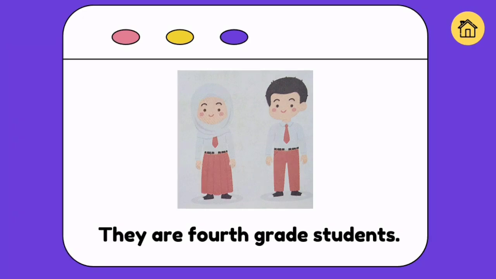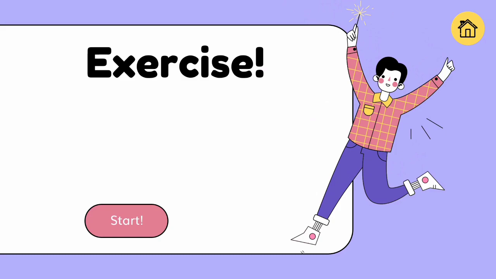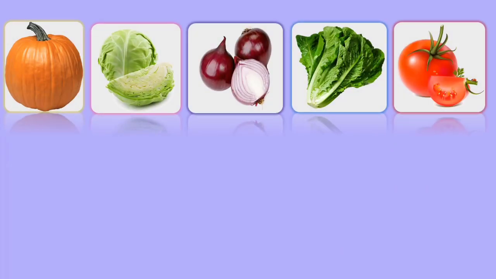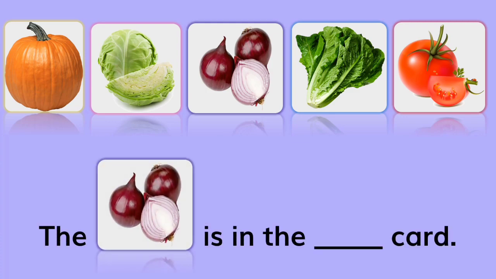Exercise. Fill in the blank. Let's get started. There are so many vegetables. The onion is in the cart. Where is the onion? Ada di urutan keberapa onion? Ya, ketiga. Ketiga, third. So, the onion is in the third cart.